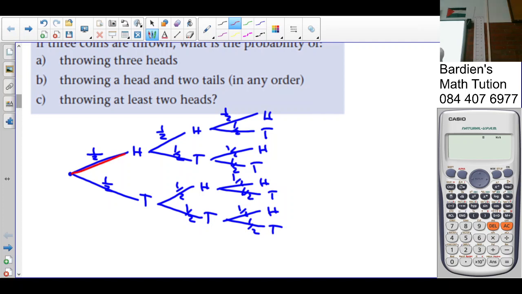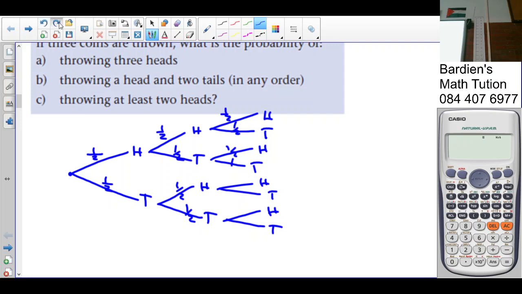So the outcomes work like this. You have heads first, on the first toss, on the first coin, heads again, heads again. Can you see that? And then heads, heads, tails. Heads, tails, heads. Heads, tails, tails. Tails, heads, heads. Tails, heads, tails. Tails, tails, heads, and so on. You understand?